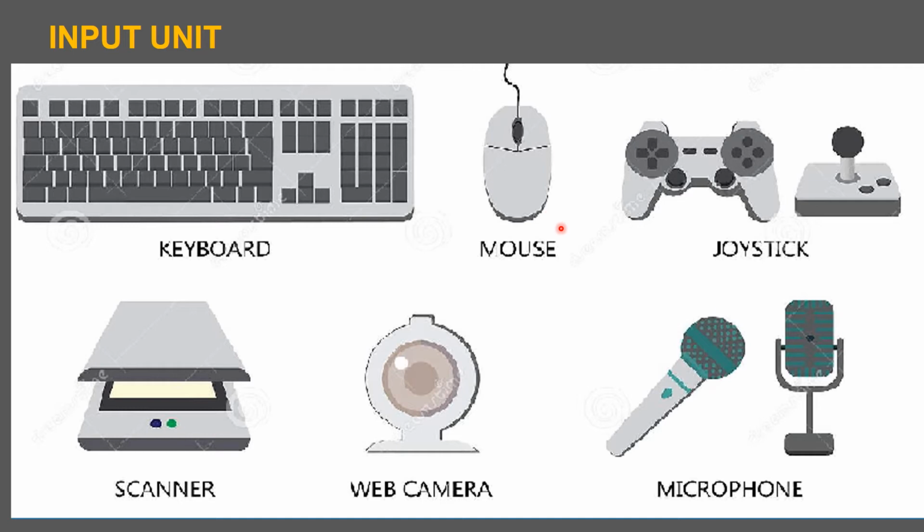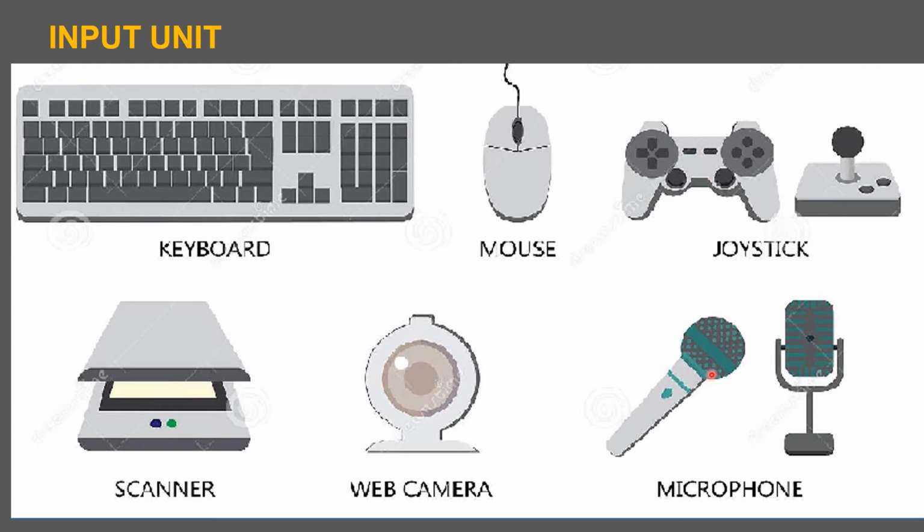The mouse is an input device used in computers, and it's a device that controls the movement of the cursor or pointer on a display screen. When I'm using my mouse, you can see I'm using it to point at the scanner, and at the web camera. This is my mouse.